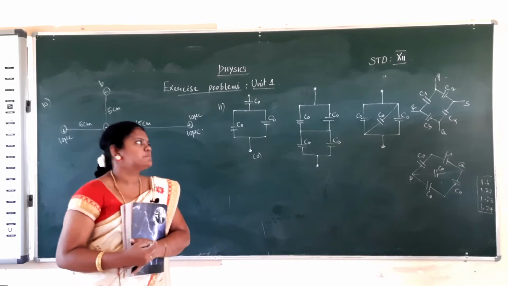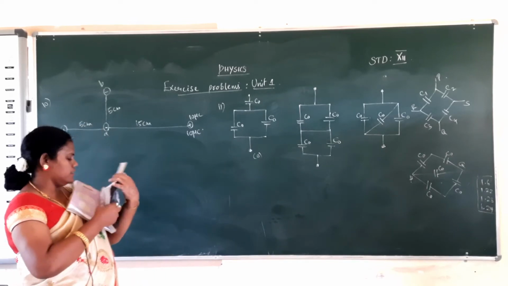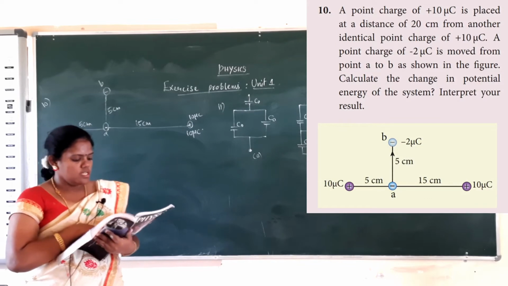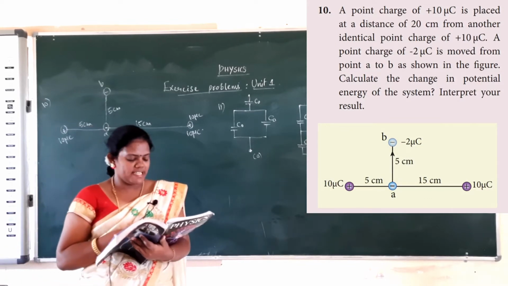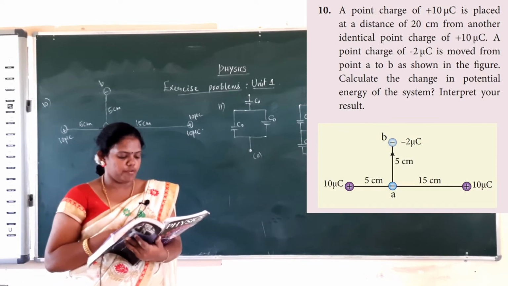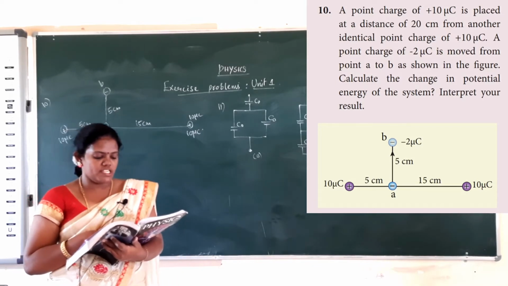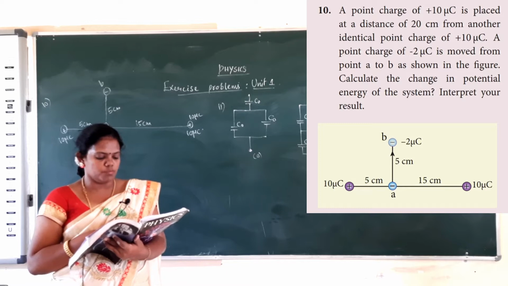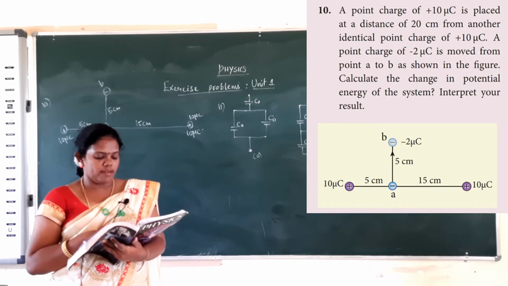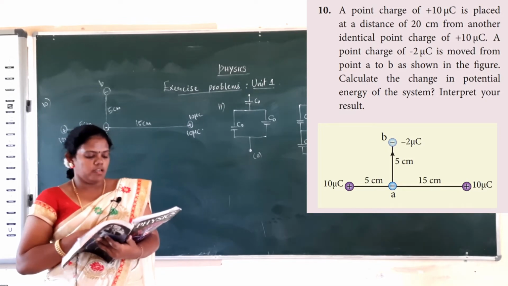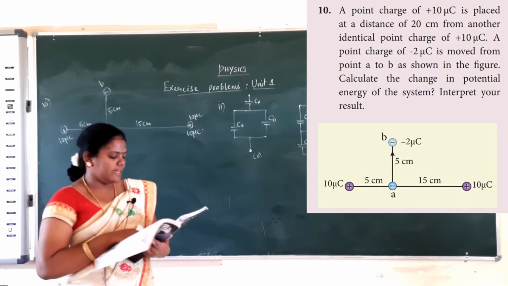Okay. So first, the problem number 10. A point charge of 10 microcoulomb is placed at a distance of 20 centimeter from another identical point charge of 10 microcoulomb. A point charge of minus 2 microcoulomb is moved from a point A to B as shown in the figure. Calculate the change in potential energy of the system. Interpret your result.